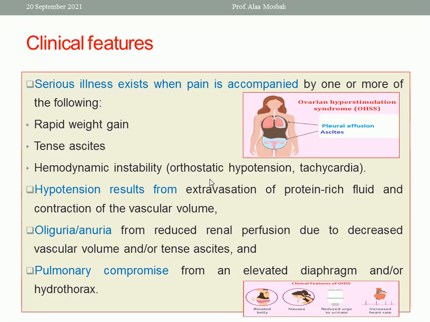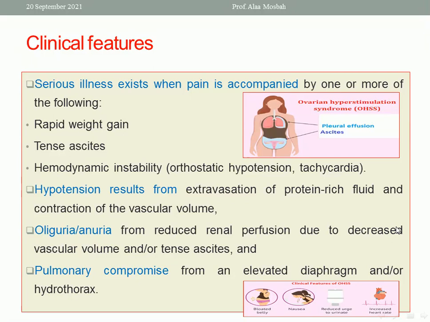So, hypotension results from extravasation of protein-rich fluid and the contraction of the vascular volume. Also, we can find oliguria in some patients due to reduced renal perfusion, as I mentioned before, because there is hypovolemia, because the amount of fluid passed from the intravascular compartment to the third space is high, so there is decrease in organ perfusion causing renal impairment and also liver impairment.